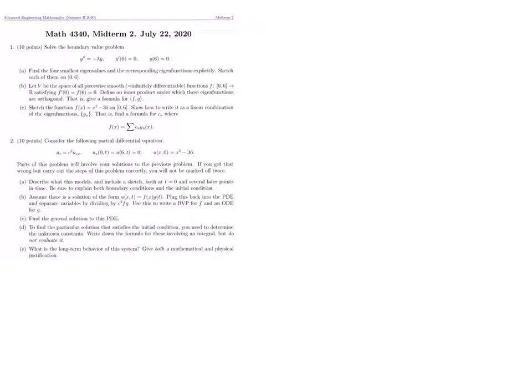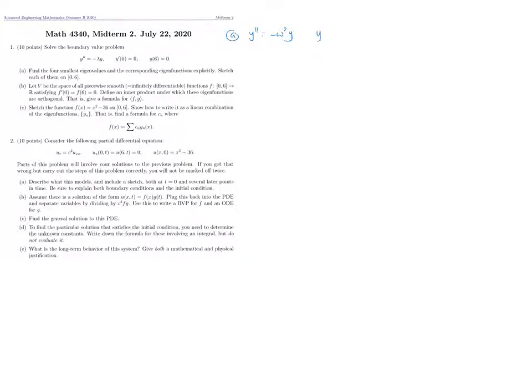Let's get started. So the first problem, you have this boundary value problem, and you should recognize this, that we've done these before. The solutions are going to be sines and cosines. Exponentials are not going to satisfy these boundary conditions. So part A, y double prime equals negative omega squared y. You've got to figure out what omega is.